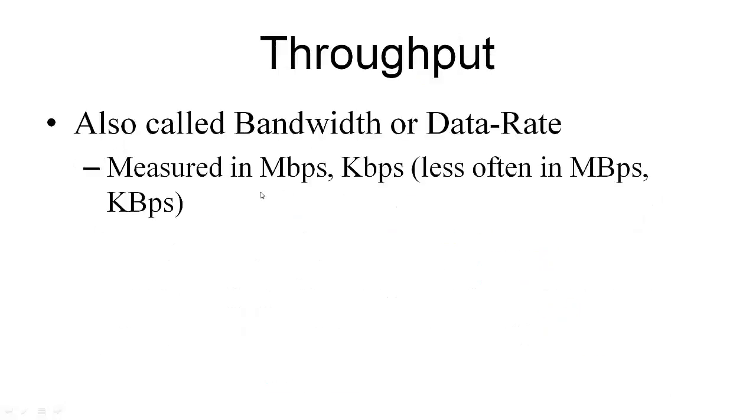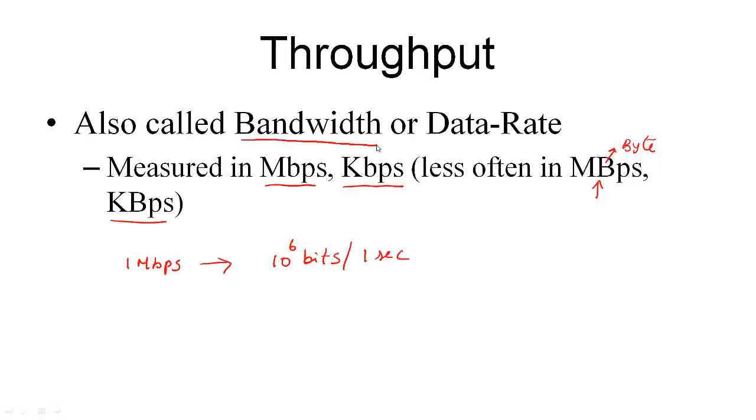So throughput is a very popular metric. Its units are megabits per second or kilobits per second. Sometimes it is also expressed in MBps, where this capital B refers to bytes. So in this case, it is megabytes per second or kilobytes per second. Now, if someone says they have a 1 Mbps connection, or this is the throughput they are getting, what they typically mean is they are able to transfer or receive 10 to the power of 6 bits in 1 second. Throughput is also called bandwidth.